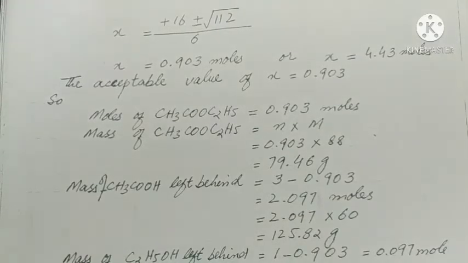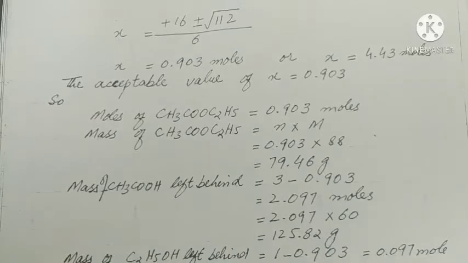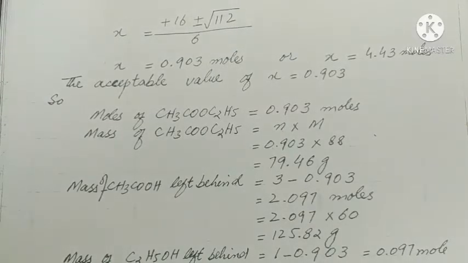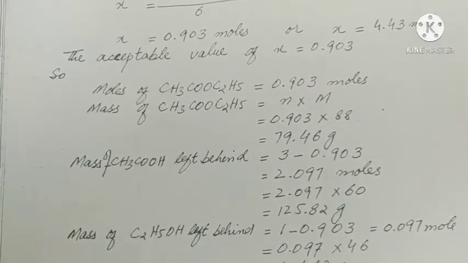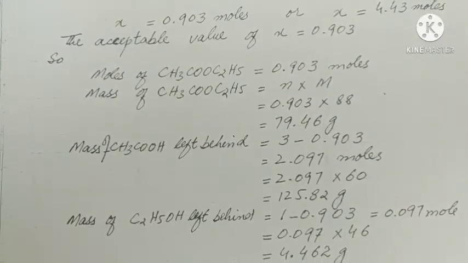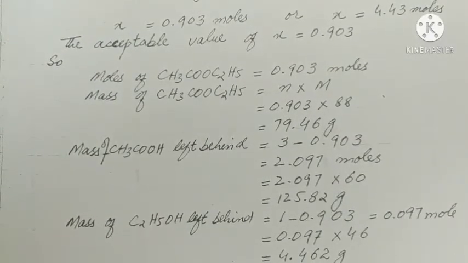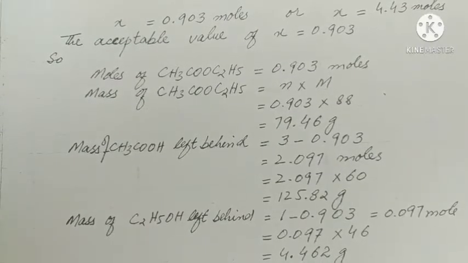The answers of x are 0.903 moles, or x is equal to 4.43 moles. The acceptable value of x is equal to 0.903. So the moles of ethyl acetate are equal to 0.903 moles. For the mass of ethyl acetate, number of moles into molar mass. The molar mass of ethyl acetate is 88. So multiply 0.903 with 88. The answer is 79.46 gram.